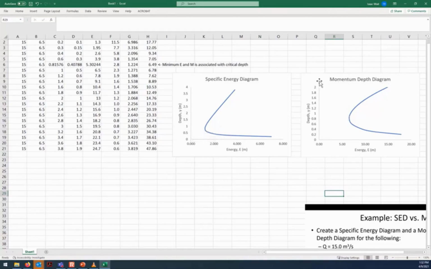The momentum depth diagram is used for hydraulic jumps. So there's going to be one depth that is a subcritical depth upstream of a hydraulic jump and another depth downstream, which is, upstream is supercritical and it transitions to subcritical downstream.